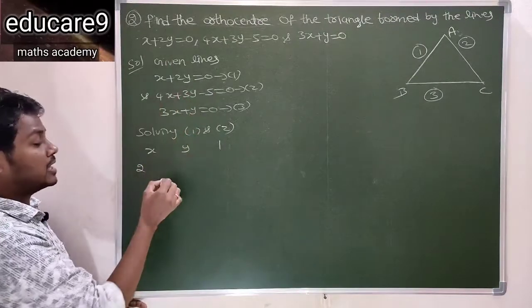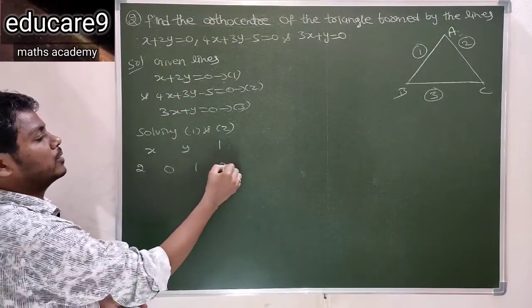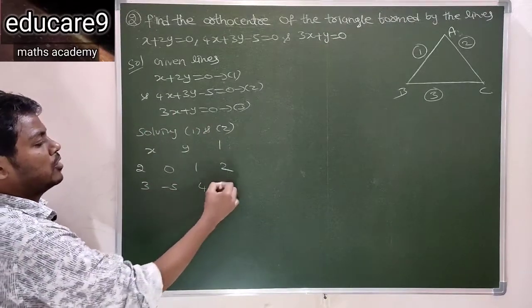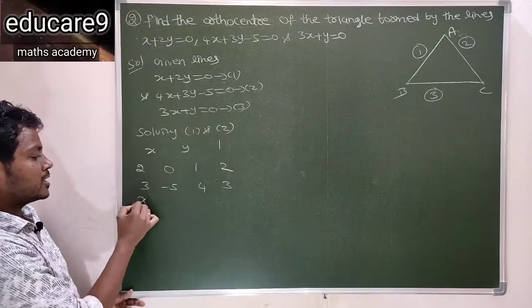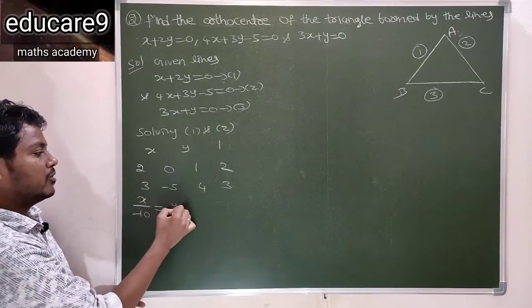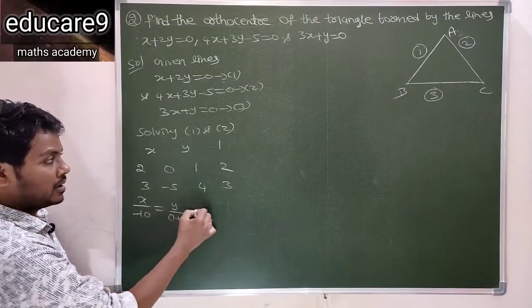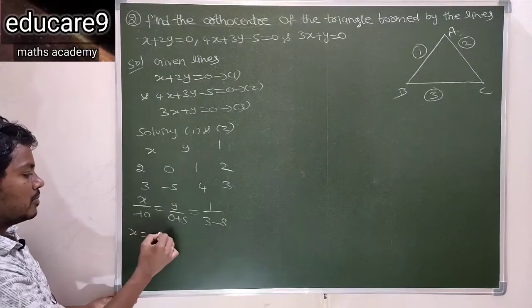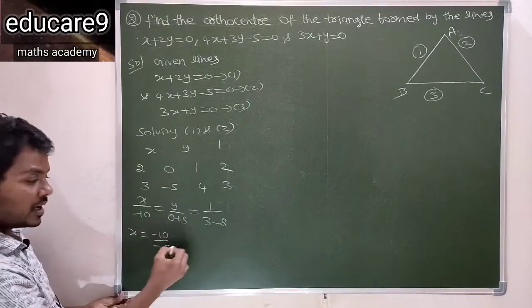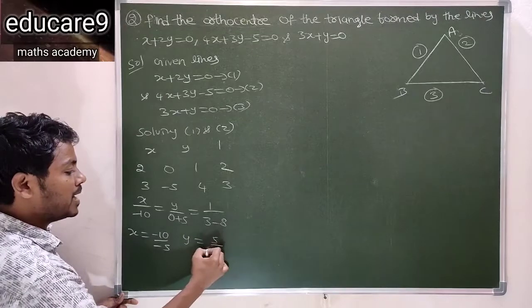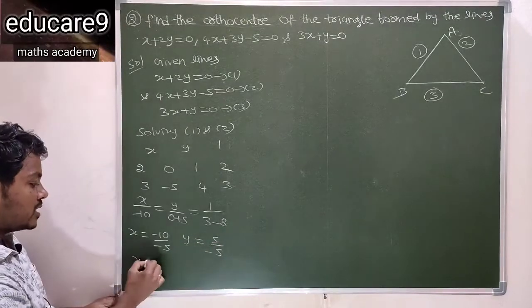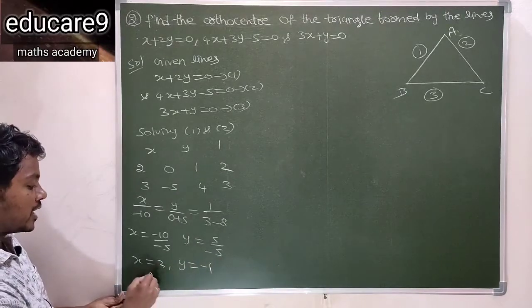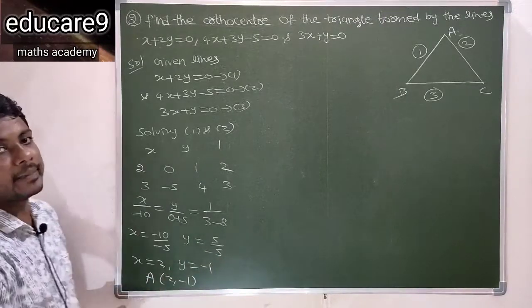Next there is no constant, write 0. Next 1, 2. Here 3, minus 5, 4, 3. So x by minus 10 and y by 0 plus 5 and constant by 3 minus 8. So x is equal to minus 10 by minus 5 and y is equal to 5 by minus 5. So x is equal to 2 and y is equal to minus 1. Therefore vertex A is 2 comma minus 1.